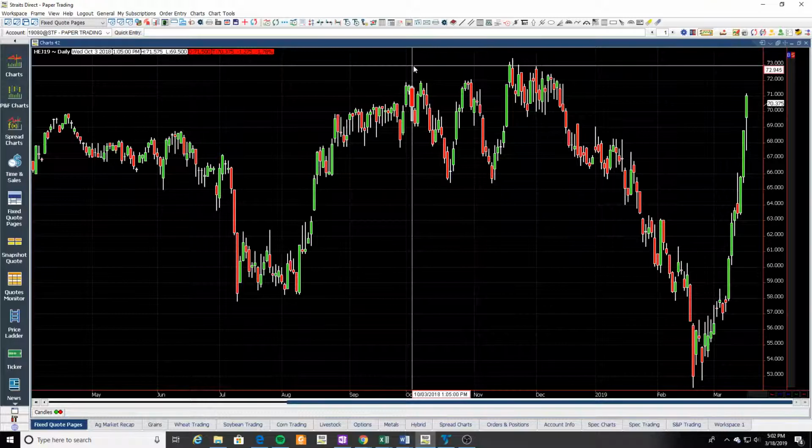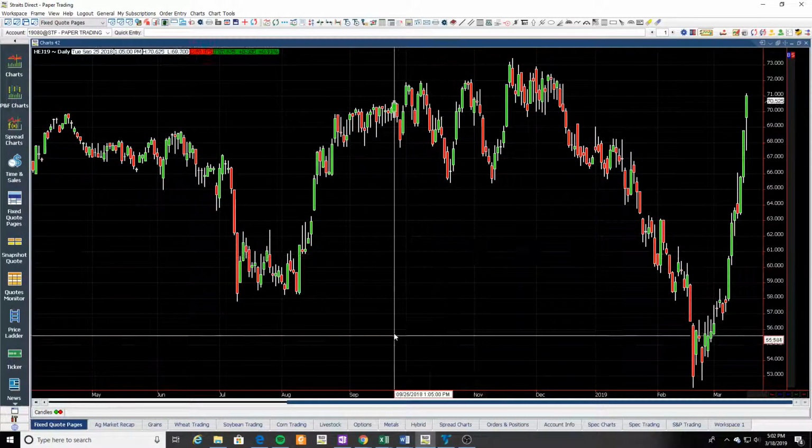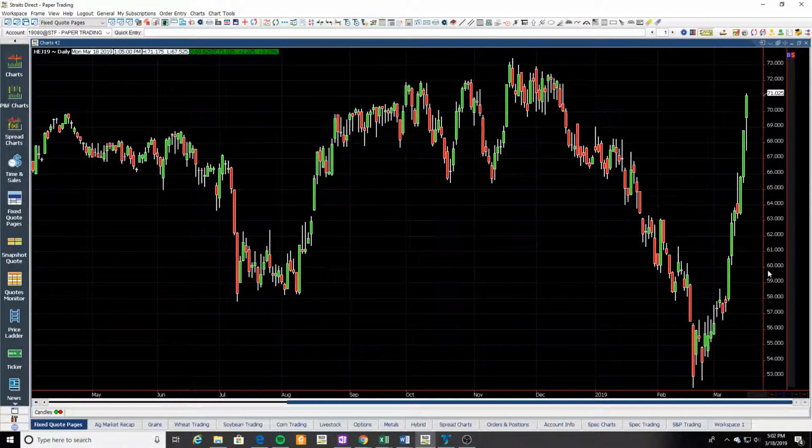The African swine fever hit China pretty good here. They've lost as many hogs as the U.S. produces. So we'll see what goes on there. But I think kind of an interim target here would be that $73 mark. So that's kind of all I got here today for support and resistance.